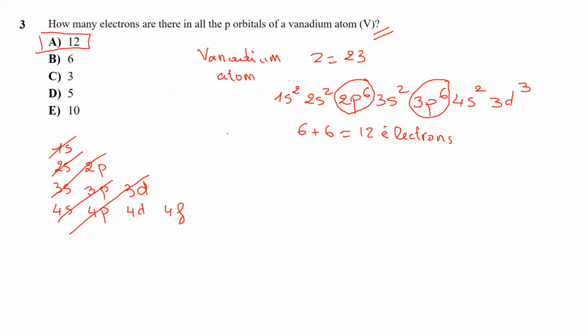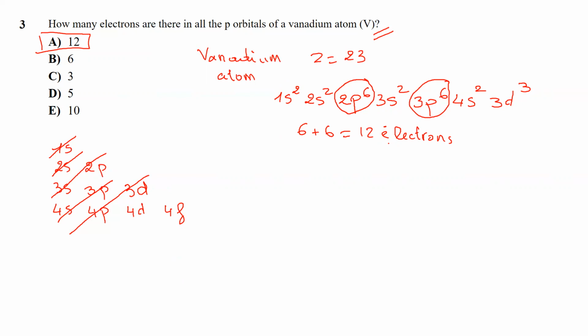Here just remember how to fill the orbitals: 1s, 2s, 2p, 3s, 3p, 3d. For 1, you have 1s. For 2, 2s, 2p. For 3, you go to d. For 4, you go to f. And g, h, in alphabetical order. Then you fill them with Z equal to 23. After that you can read which p orbitals are filled, and for each one of them the number of electrons, and you get this answer.